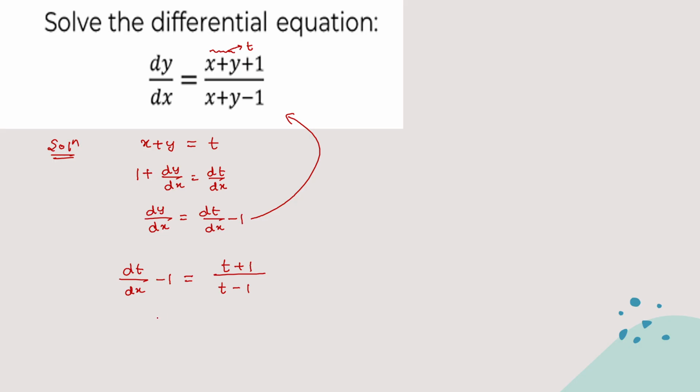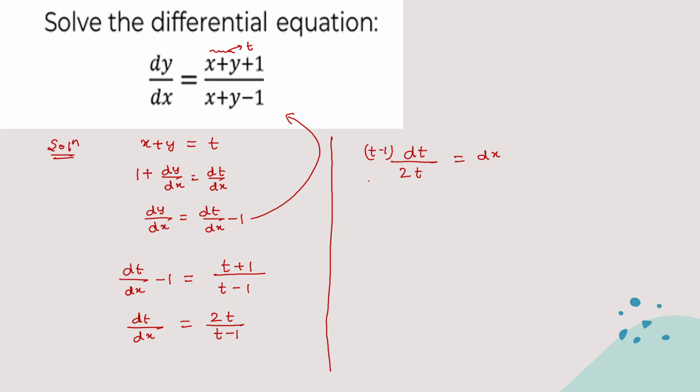Okay, now I think it can be separated easily. Let's take this one on the right side and take the LCM. So this will become t plus 1 plus t minus 1, that is 2t upon t minus 1, right? It is coming as 2t upon t minus 1. Anyone confirm? Okay, good. So after that it is easily separable. So dt upon 2t and t minus 1 equal to dx.